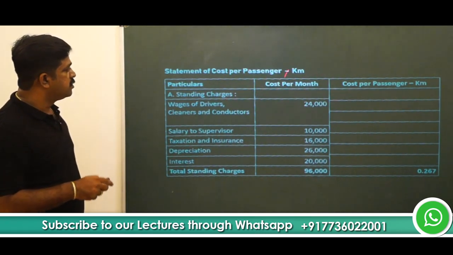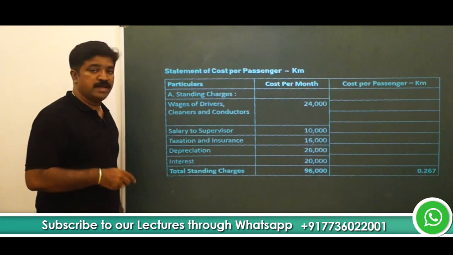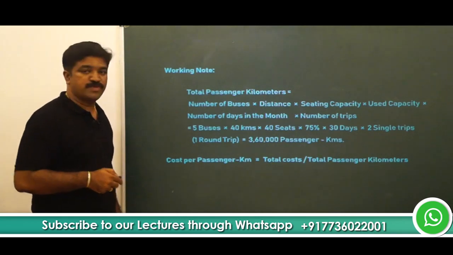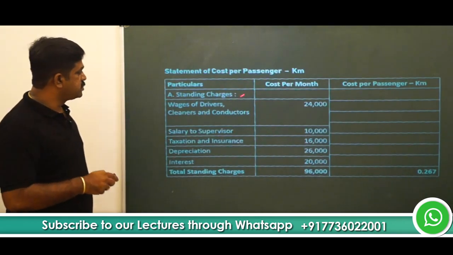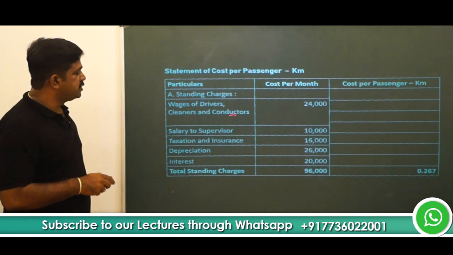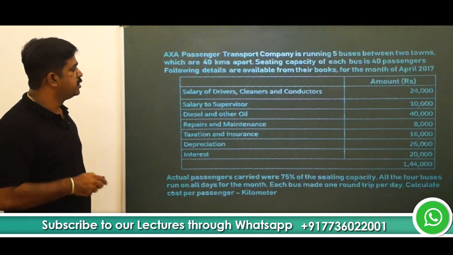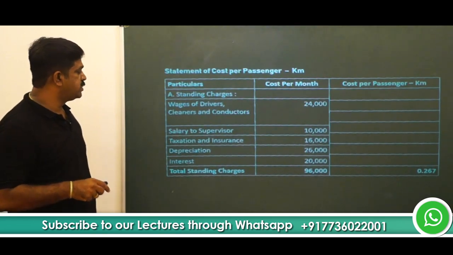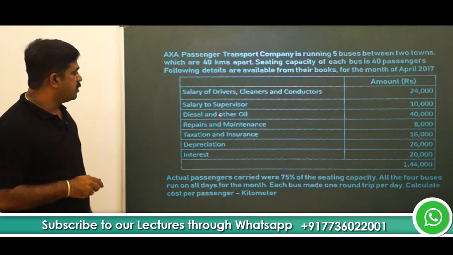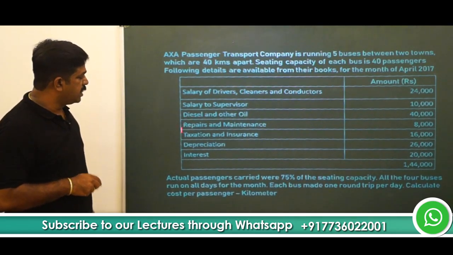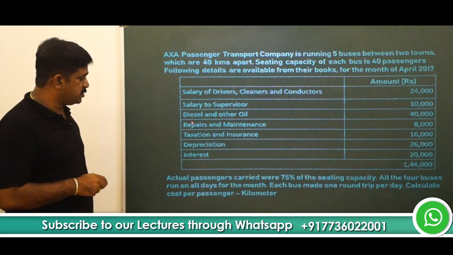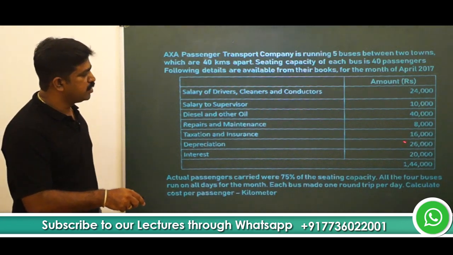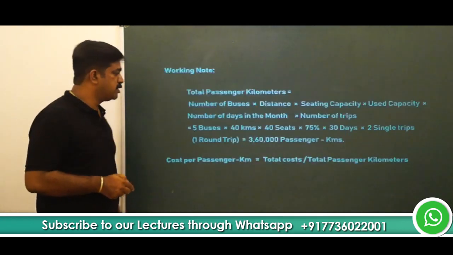Standing charges, basically it's cost per month, and if you want to find out the cost per passenger kilometer, divide by the kilometers which we have calculated. So first item, standing charges, item A. Wages of drivers, cleaners and conductors, it is 24,000. Salary to supervisor, 10,000. Then let's not come to diesel, we'll wait. Repairs and maintenance also comes under maintenance charges, whereas taxation and insurance, depreciation, interest, 16,000, 26,000, 20,000, all the 3 come under standing charges.